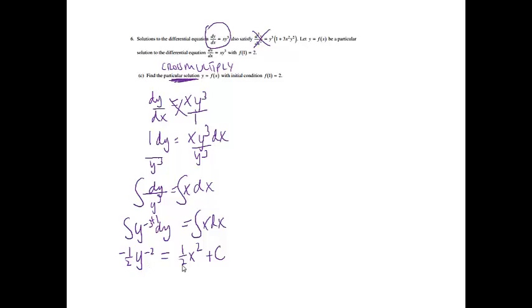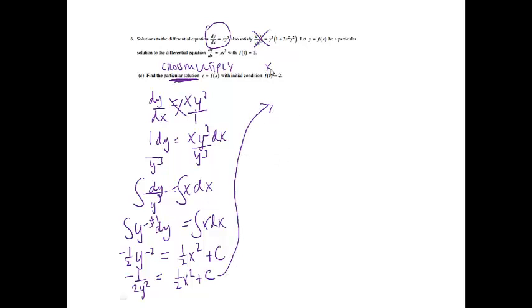All right, and then I just like rewriting this so that I don't have a negative power, because most people don't like working with negative powers. So this is going to be negative 1 over 2y squared is equal to 1/2 x squared plus c. Now it did say to find a particular solution, so it said y equals. Before I do anything with fractions, I usually like to find the c first because I find that just to be easier.